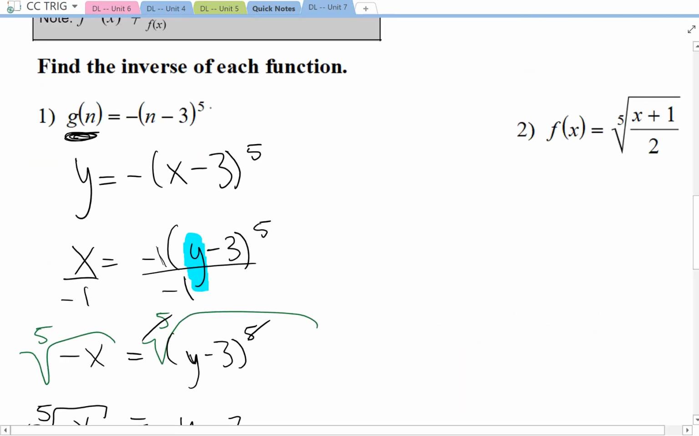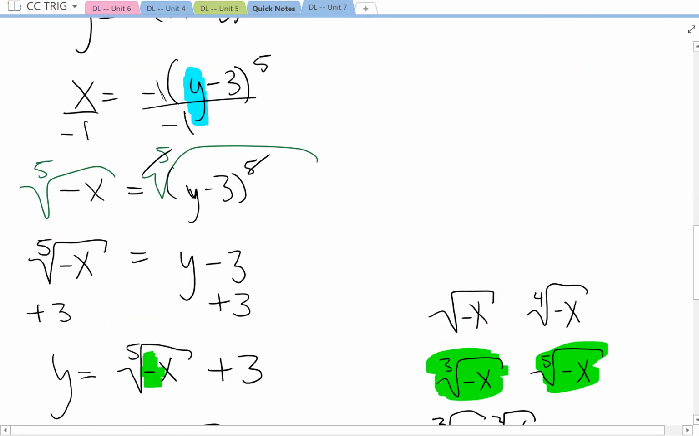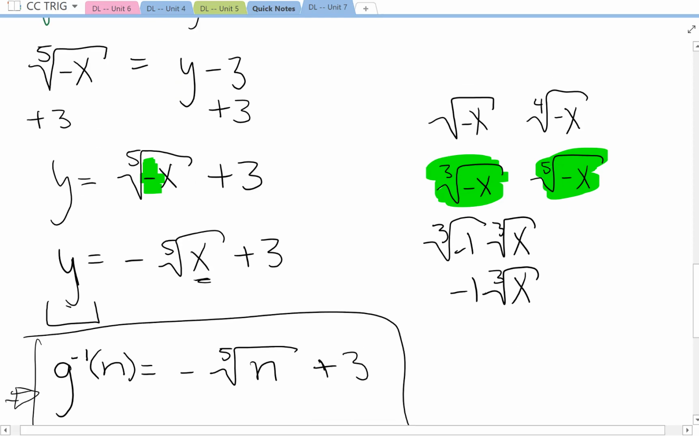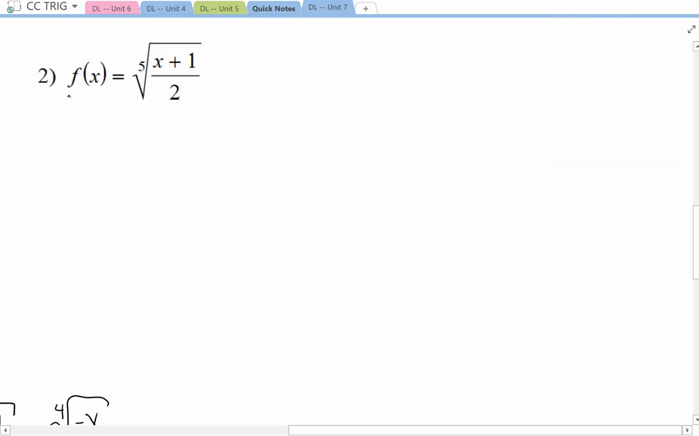Let's check from yesterday. If you have a function that has to the power of 5, then you know that your inverse should have a fifth root in it. First step is to replace the function notation with y.